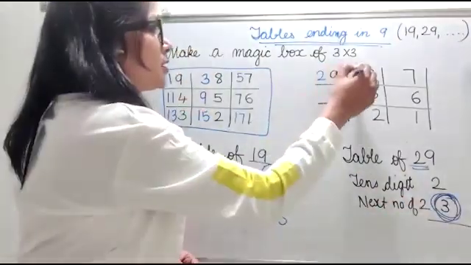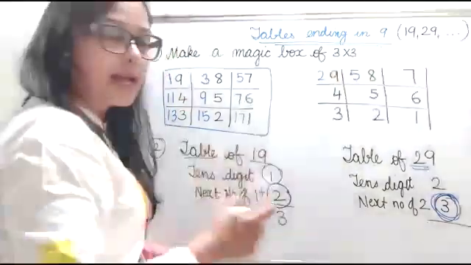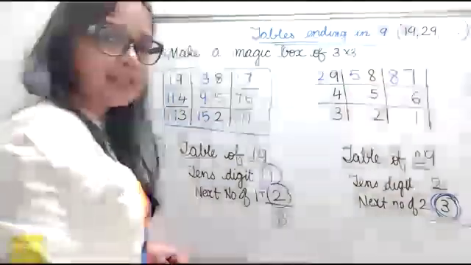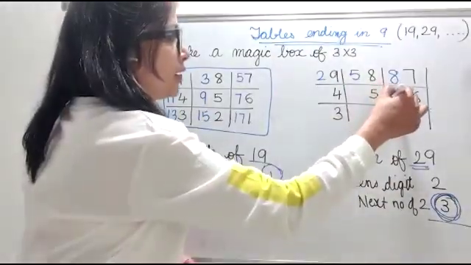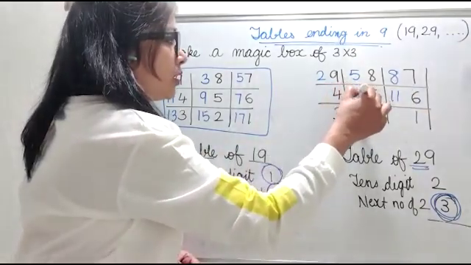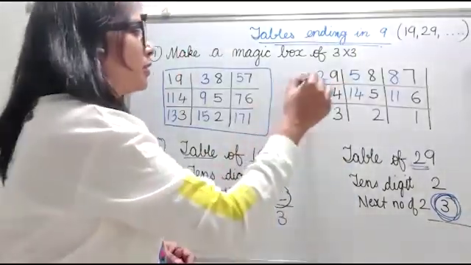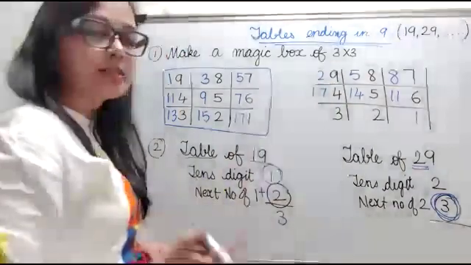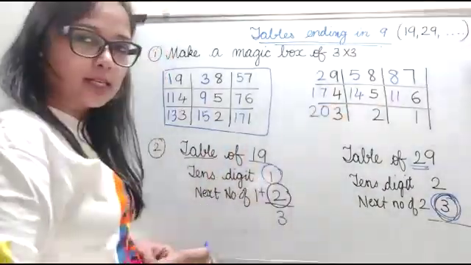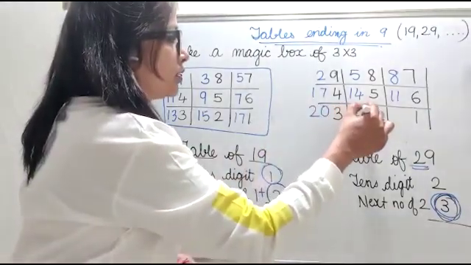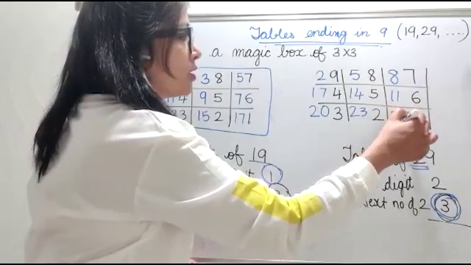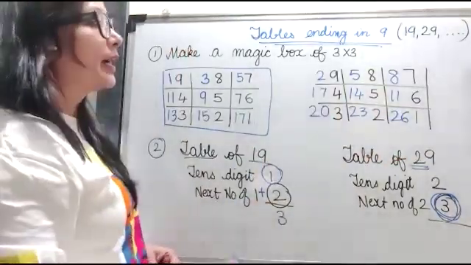2 plus 3 is 5. 5 plus 3 is 8. 8 plus 3 is 11. 11 plus 3 is 14. 14 plus 3 is 17. 17 plus 3 is 20. 20 plus 3 is 23. 23 plus 3 is 26. So this is the table of 29.